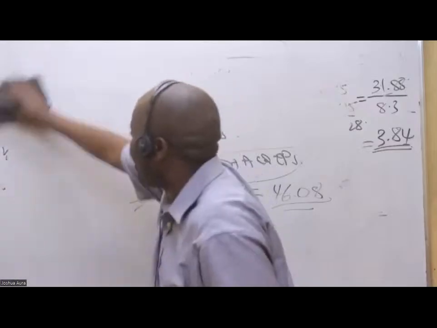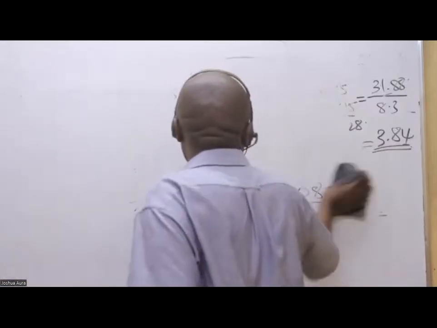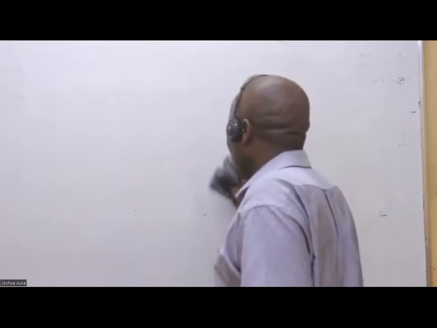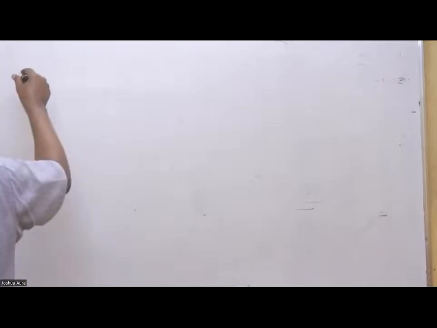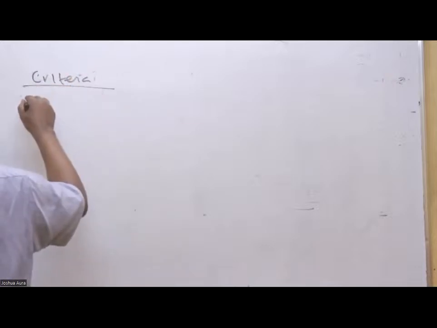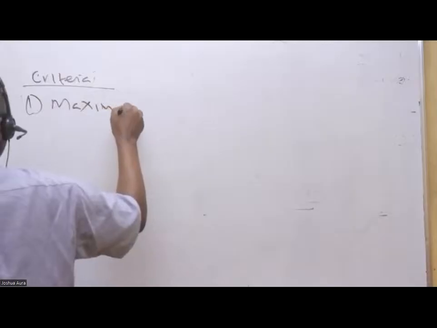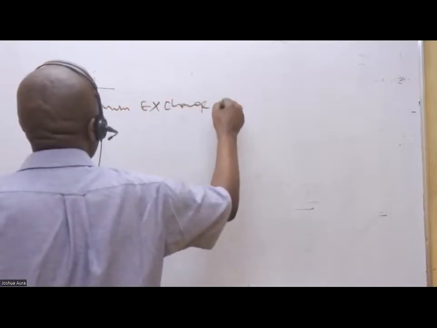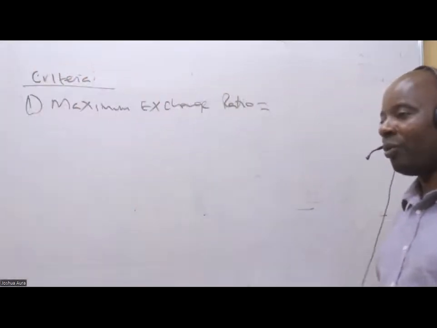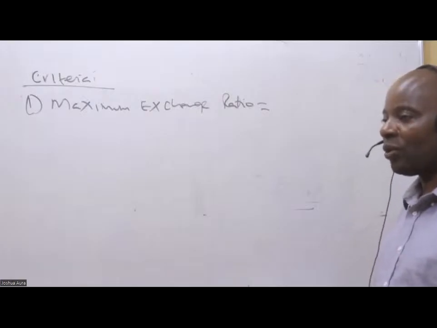So the first criteria is what we call the non-diluting offer price. Not offer price, but exchange ratio. So I would want somebody to give me as a criteria, number 1, the maximum exchange ratio. Is there somebody who is able to remind us the formula of getting this maximum exchange ratio?